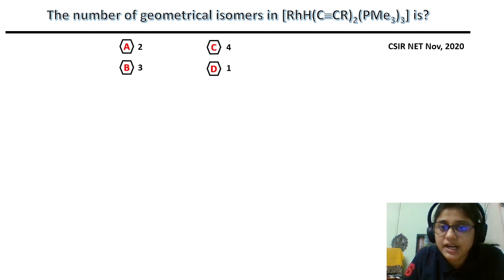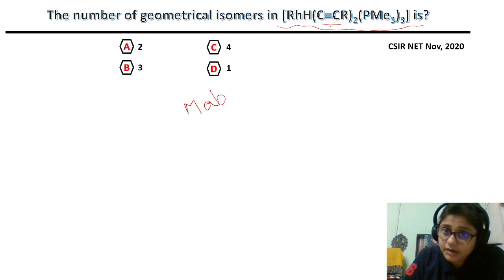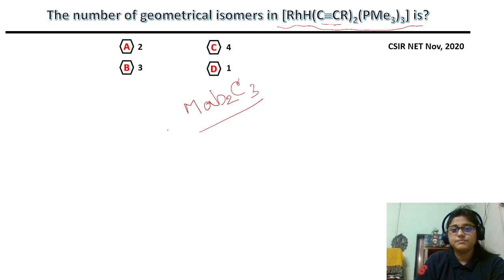The number of geometrical isomers in this. Don't get afraid of seeing the molecule. Okay? Because if we can simplify this structure, the rhodium complex, so let's say this is metal M. Hydrogen is one ligand, like A. This ligand is 2, right? MAB2. This one is C3. Okay, MAB2C3.